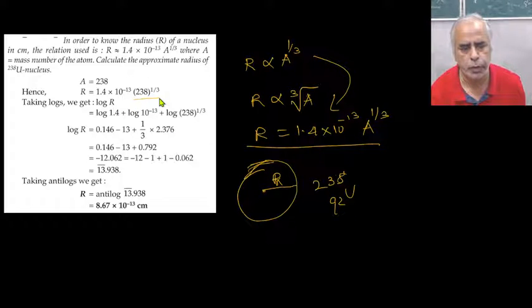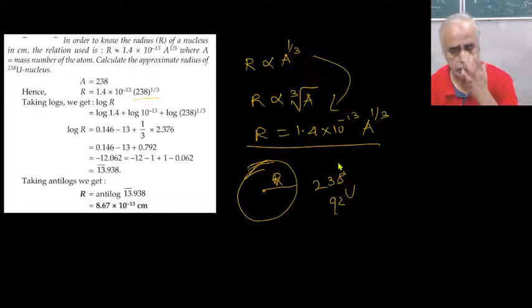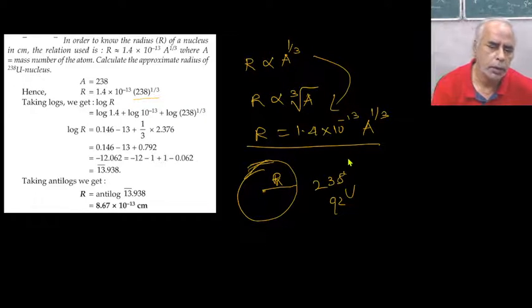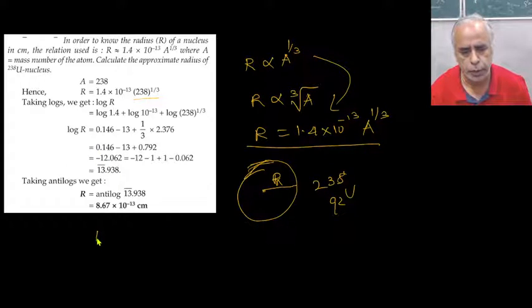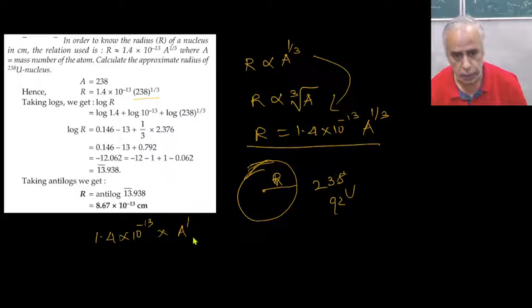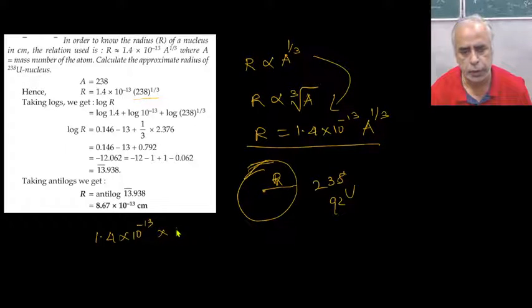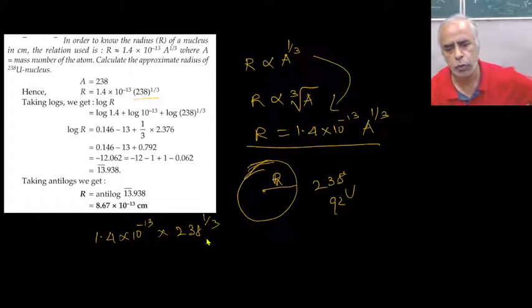It is very easy to make use of the calculator, but let us go by the logarithm, because you should know how to do the calculation using logarithm. So it is given as 1.4 into 10 power minus 13 into A power 1 by 3, where A here is 238. So 238 power 1 by 3, that is cube root of 238.